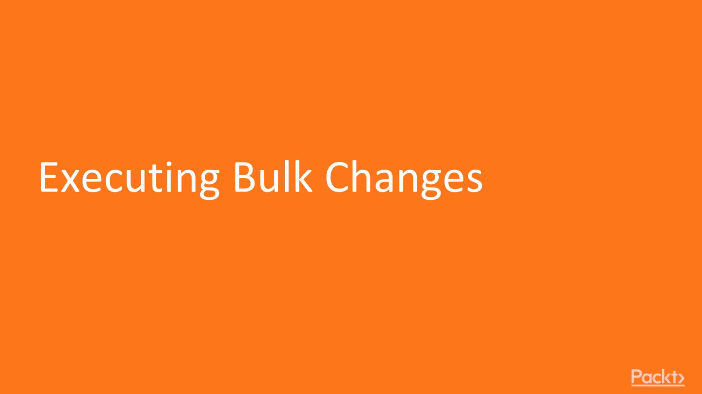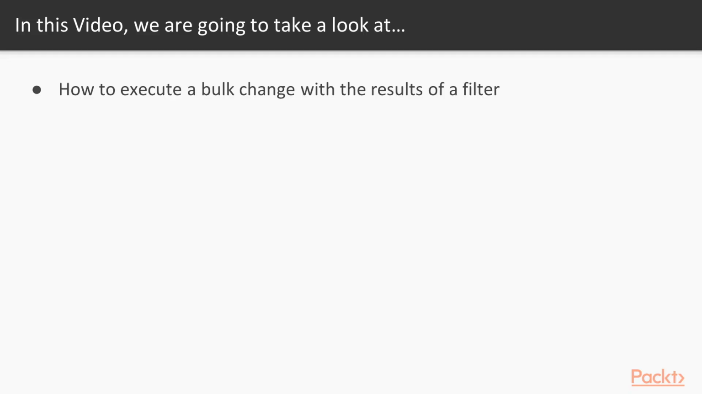In video 3, we're going to be talking about executing bulk changes. This can be really powerful when you need to make a lot of changes to many items and you don't want to make those changes individually, but figuring out if there is a pattern or a way that you can make that change to many items and execute what's called a bulk change. So we're going to learn how to execute a bulk change using the results of a filter.